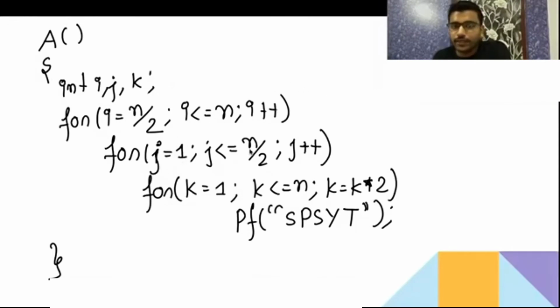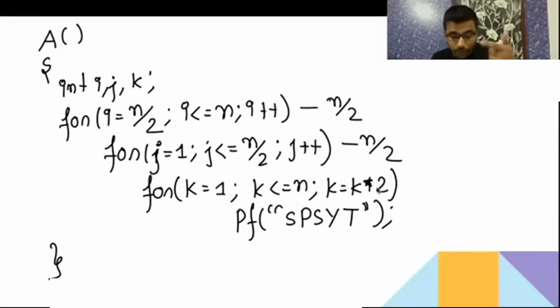Here j is from 1, it is running till n by 2. j is increasing with plus 1, incrementing by 1. This loop is not dependent on the value of i, so both are independent. This will run for n by 2 times. This will run for n by 2 times because it has started from n by 2 only. So it is going from n by 2, then n by 2 plus 1, n by 2 plus 2, n by 2 plus 3. So it is going to execute n by 2 times. From j equal to 1, 2, 3 up to n by 2. And k equal to 1, then 2, 4, increasing with step 2. So it is going to be log n base 2.